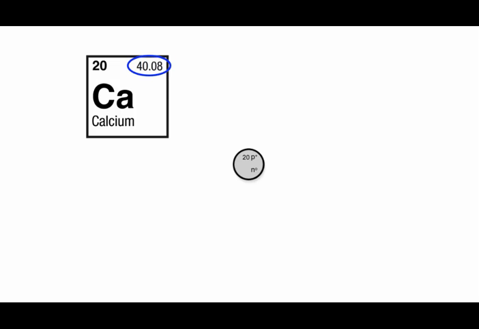So we make the assumption here that the atomic weight of calcium is 40, and if we subtract that 20 that is the mass of protons, we have 20 remaining, which is the mass and number of neutrons, and we put it there.